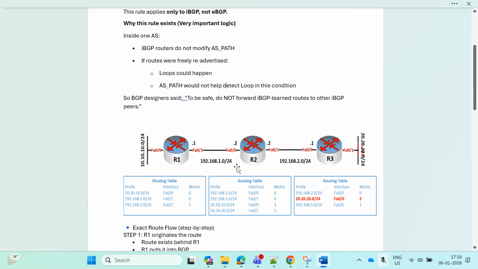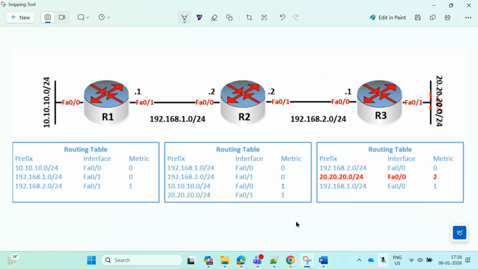Now let's talk about the diagram, right? Let me open it in a larger view. So you can see here I mentioned three routers: router one, router two, router three. The 10.10.10 subnet is directly connected to router 1, and the 20.20.20 subnet is directly connected to router 3, and router 2 is between them. So what is the process happening here? R1 makes a neighborship with R2, and R2 makes a neighborship with R3.